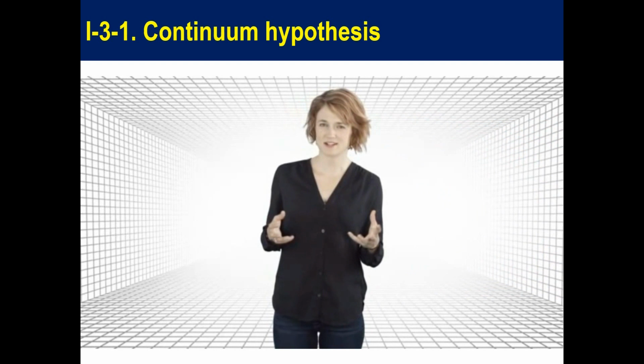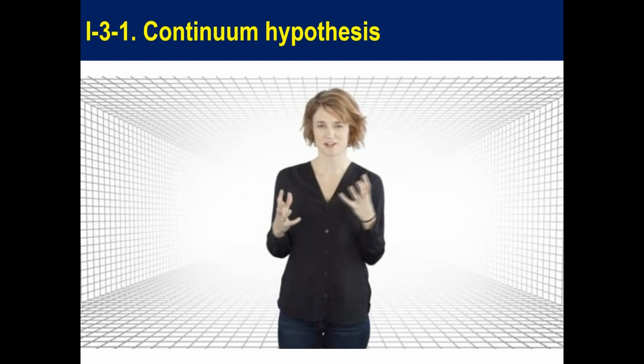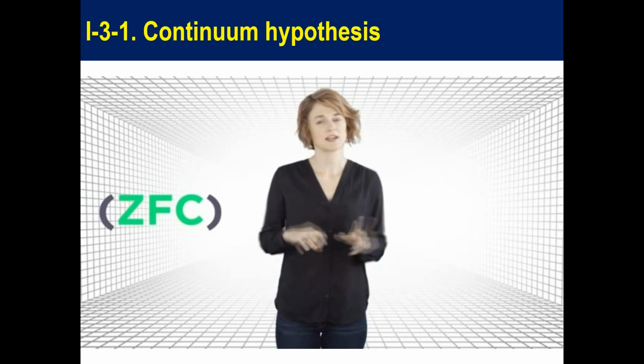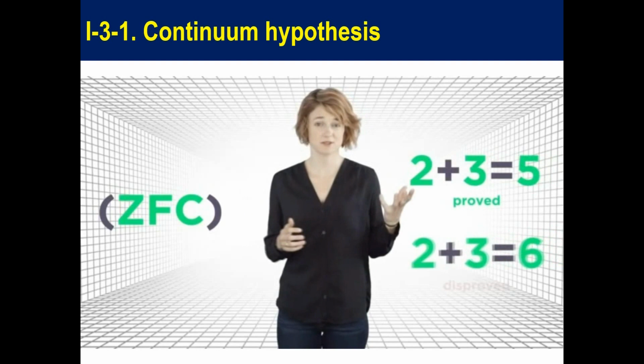But through creative applications of these rules, mathematicians have built an incredible and complex structure of ideas. The most basic set of 9 rules, ZFC, can be used to prove statements like 2 plus 3 equals 5, and disprove statements like 2 plus 3 equals 6. These rules determine so many facts about our mathematical universe.